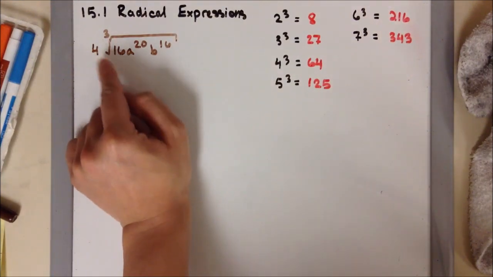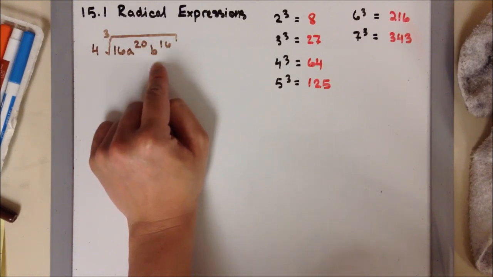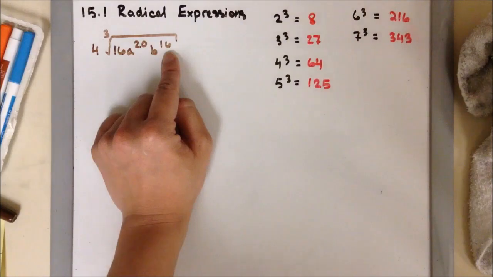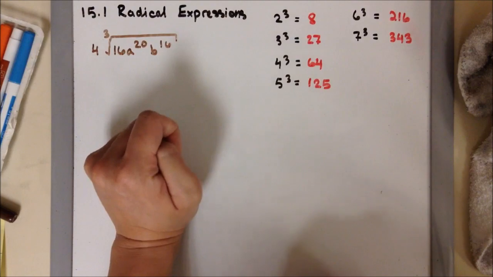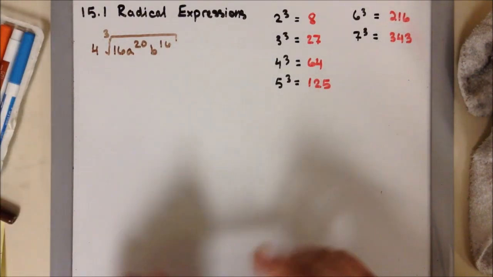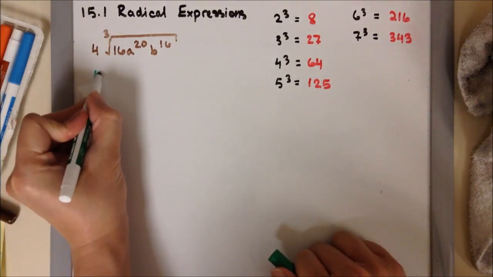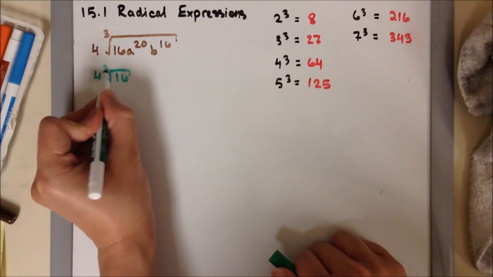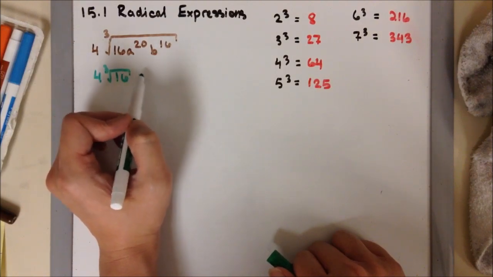We have 4 times the cube root, or the third root, of 16a to the 20th power, b to the 16th power. In this example, we now have two variables. It's going to be similar to the previous example we did when simplifying square roots of numbers and variables. Just like before, I want to break it into the numbers and their respective variables. I'm still going to have the 4, but now I'm going to have the cube root of 16. Since we have a visible 3, we have to have the index 3 on each radical.